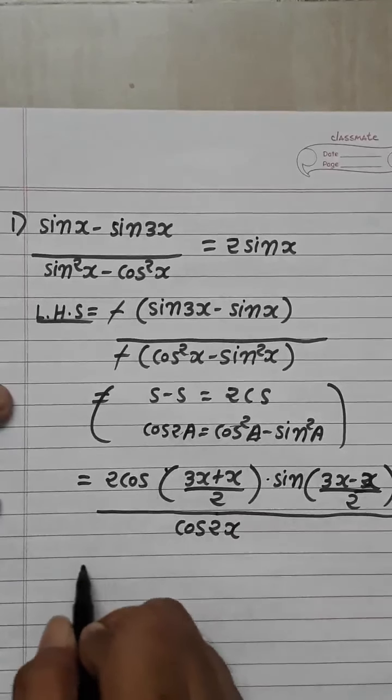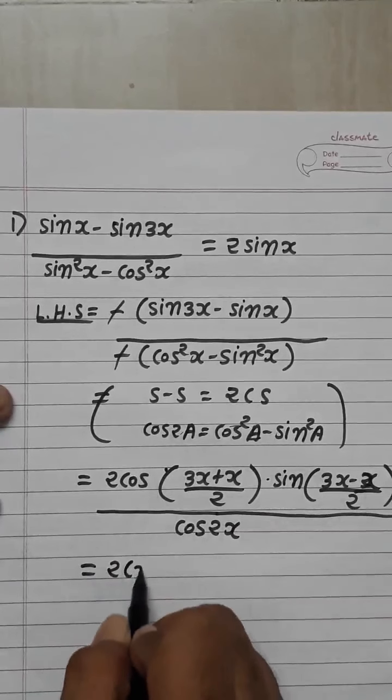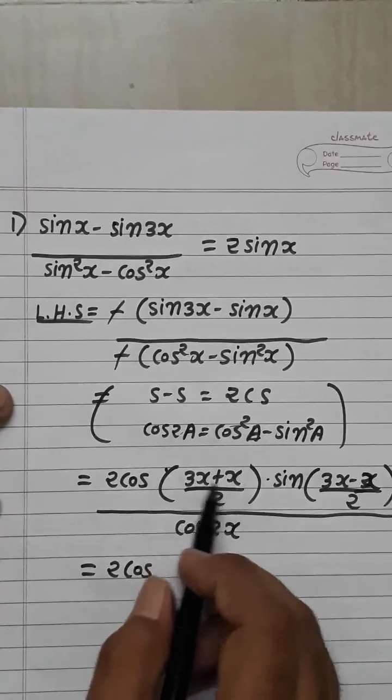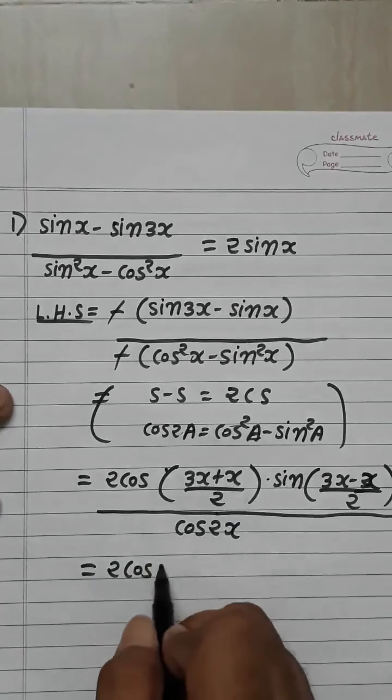Now simplify this term. So 2 times cos, 3x plus x means 4x divided by 2, so cos 2x into sin, 3x minus x, that means 2x divided by 2 means sin x, upon cos 2x. Now cos 2x cancels out in numerator and denominator term. So the remaining term is 2 sin x, which is equal to the RHS side.